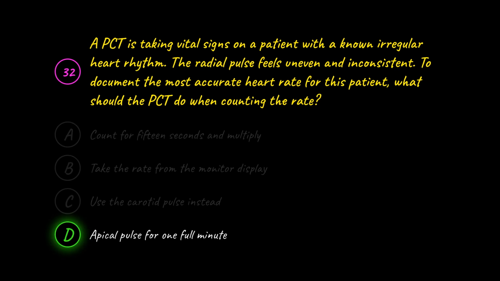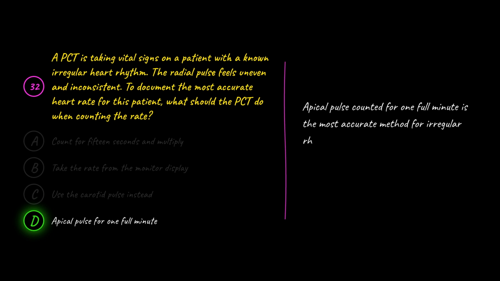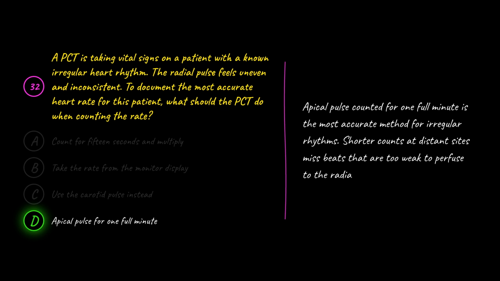The correct answer is D. Apical pulse for 1 full minute. D is correct because apical pulse counted for 1 full minute is the most accurate method for irregular rhythms. Shorter counts at distant sites miss beats that are too weak to perfuse to the radial artery.